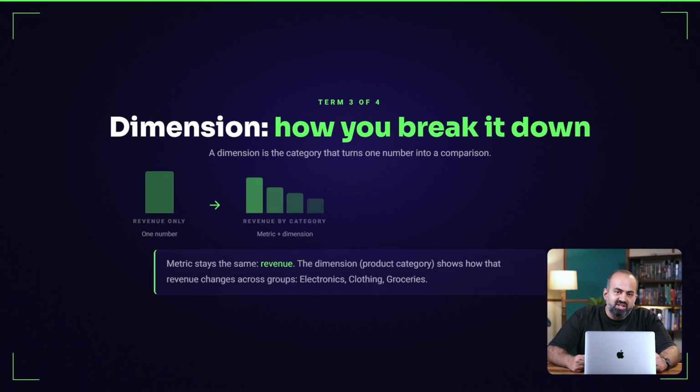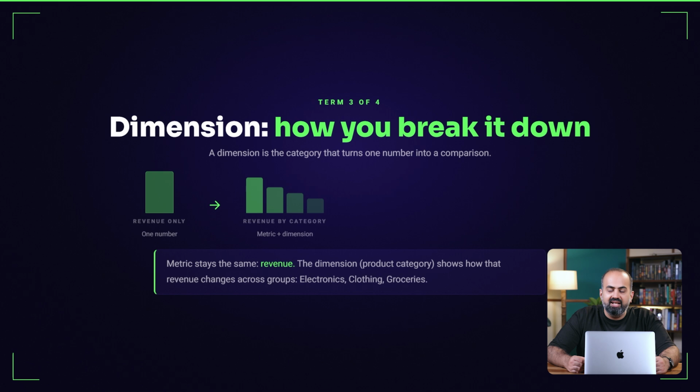Now, let's look at the second term, dimension. A dimension is how you break a metric down. It is the category that turns one number into a comparison. A simple way to understand this is through sales data. Suppose a company has yearly revenue data. Revenue is the metric, because it is the number we are measuring. Now, if we want to see revenue by product category such as electronics, clothing, or grocery, then product category becomes the dimension. So the metric stays the same, revenue. The dimension shows how the revenue changes across different groups.